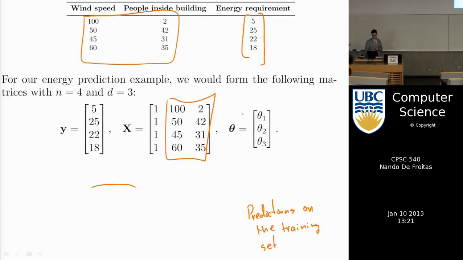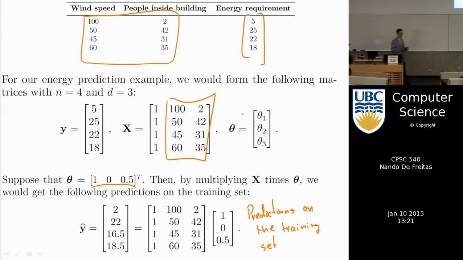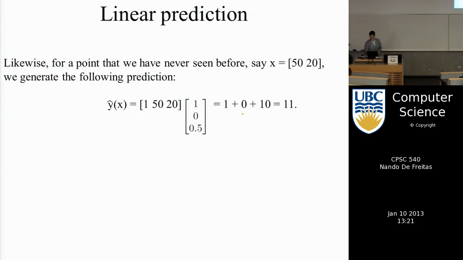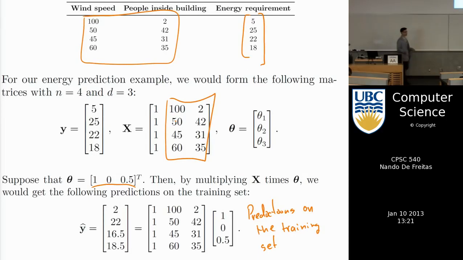Of course, predicting on the training data set is not very interesting because you already know the right labels. However, by doing those predictions, you can compute the error and you can adjust theta. And once you can predict on the training set, you can go on and predict for new x's. So given a new x, suppose you have a new x, which is 50 and 20, then as before, you add a 1. Then you use the theta that we had, and you just multiply x times theta. Okay. So to summarize, linear regression is all about knowing how to form these matrices.